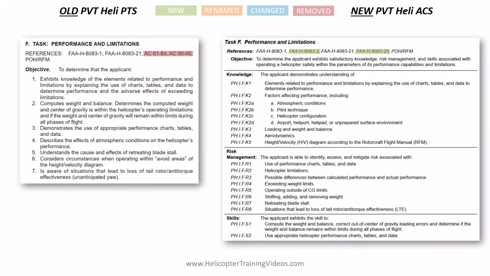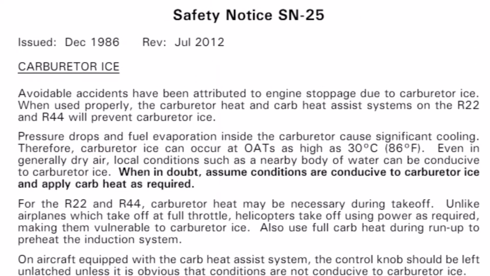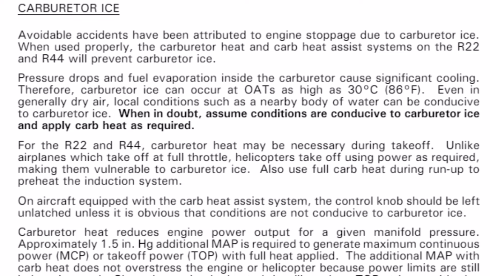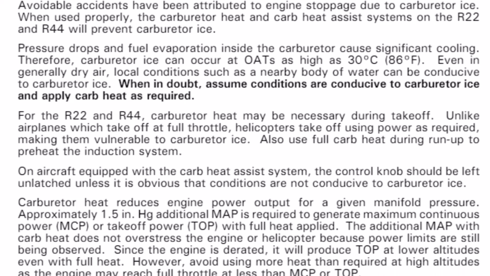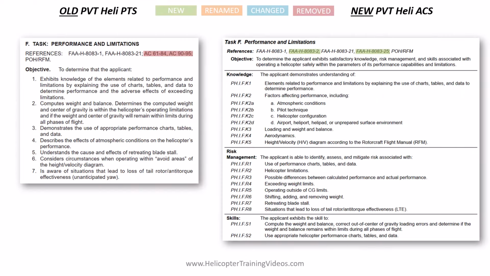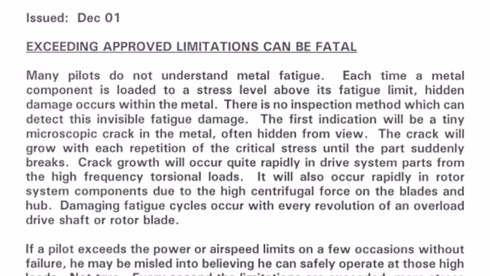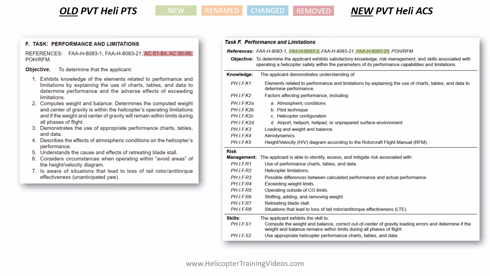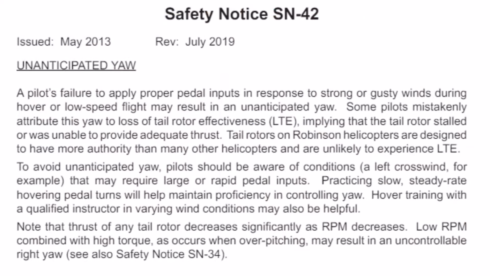If you're flying a Robinson helicopter, R22 especially, for your check ride, you want to make sure you're looking at Safety Notice 25, which is carb ice, and when you can pull that extra, or use of carb heat rather, and when you can pull that extra 1.5 inches of manifold pressure. Also, R22 or R44, probably even the R66, the other safety notices that would be worth looking at would be Safety Notice 37, exceeding operating limits, Safety Notice 42, unanticipated yaw.